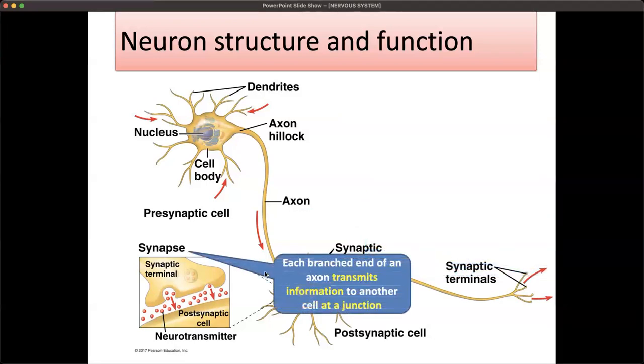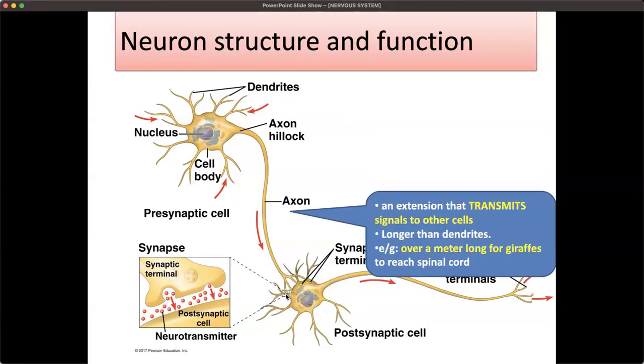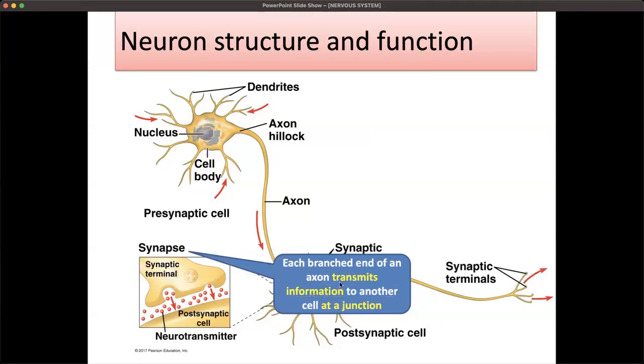And then we have the synapse over here. Where is the synapse? This is the synapse. If you zoom in, it means the end of the axon, connecting to another neuron. We are going to learn that one later. Each branched end of an axon transmits information to another cell at a junction, where it involves some chemicals and action potential.